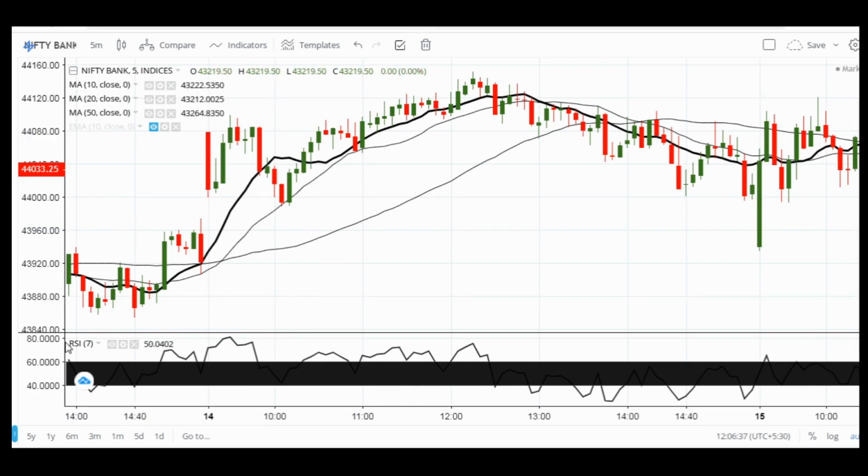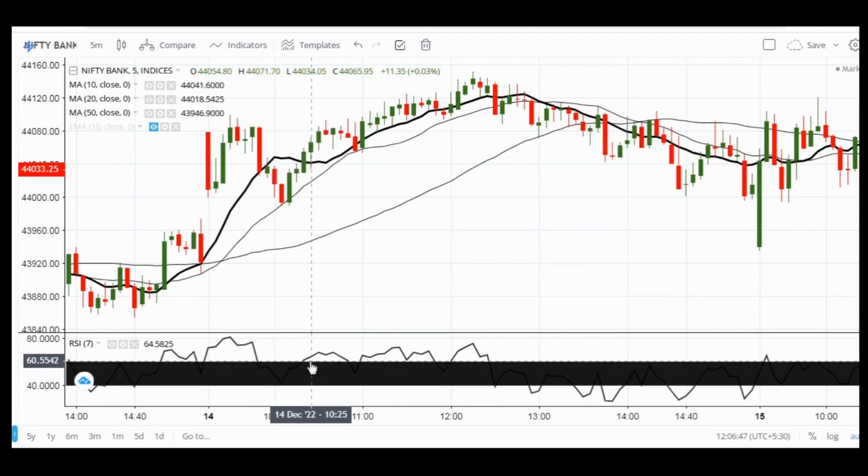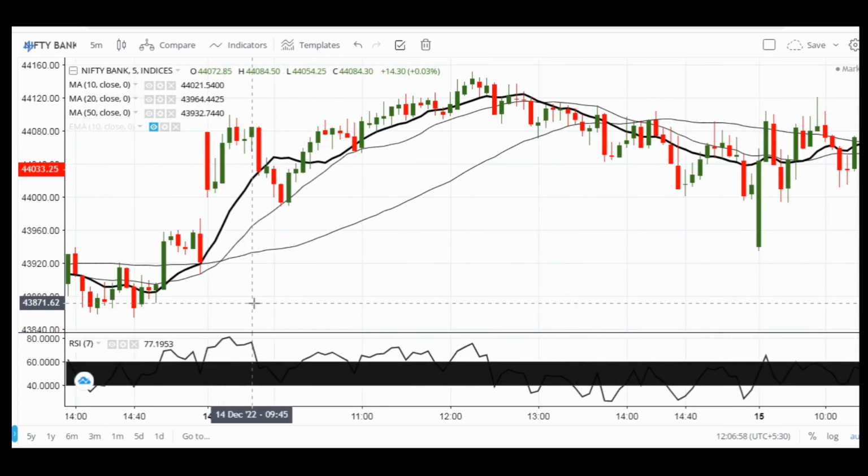You can see here also, and here I have added RSI 7, and he wants to add levels of 60 and 40 on the RSI. So I have marked those. The dark background is the area in between 60 and 40. Above is above 60 and below is below 40, as you can see here.